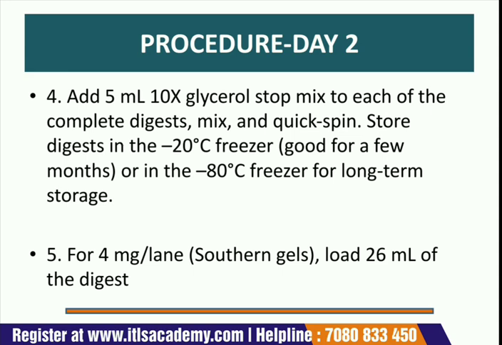Now add 5 ml of 10x glycerol stop mixture. Stop mixture is the mixture used to stop the reaction. Add stop mixture to each of the complete digests, mix and quick spin. Store digest in the -20 degree freezer, good for a few months, or in the -80 degree freezer for long term storage. For 4 mg per lane Southern gels, load 26 ml of the digest.